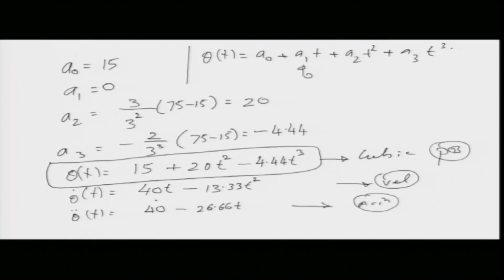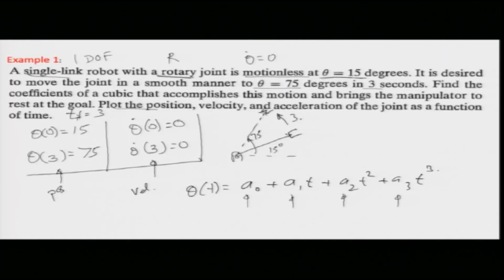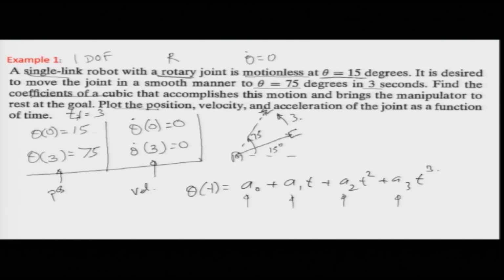Now, the question says that first of all, find the coefficients of the cubic in terms of a0, a1, a2, a3, which we have found. It also says that after finding the cubic, plot the position, velocity and acceleration of the joint. When this joint is moving from here to here, what is the change of position, velocity and acceleration with respect to time? So, we have to plot that. How do we plot it?